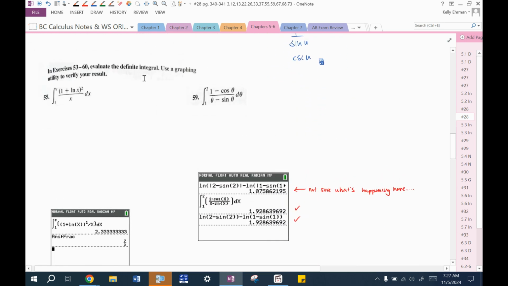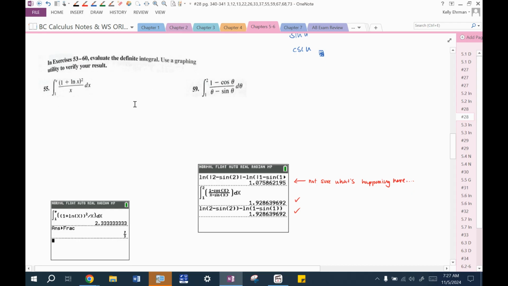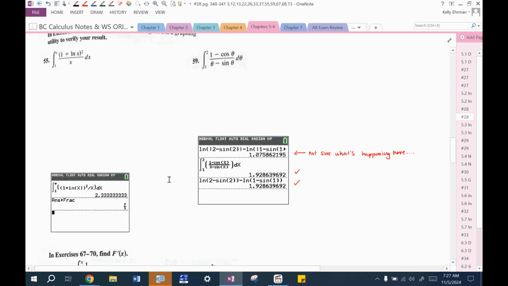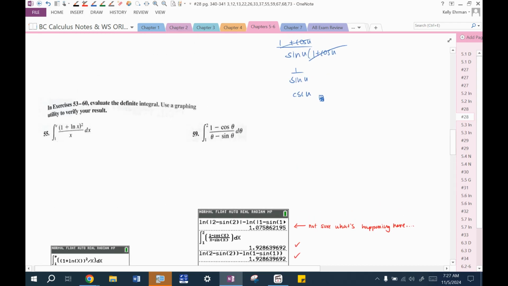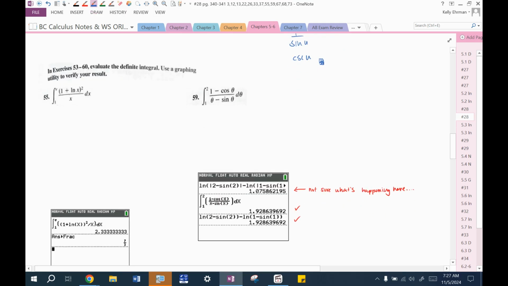All right, evaluate the definite integral, use a graphing utility to verify. So I left my graphing stuff up here, and we'll just see where we go from there. So, all right, we want to use our u sub on this. Now, normally we let the denominator equal u, but on this one, wherever the natural log is, that's going to be your value for u.